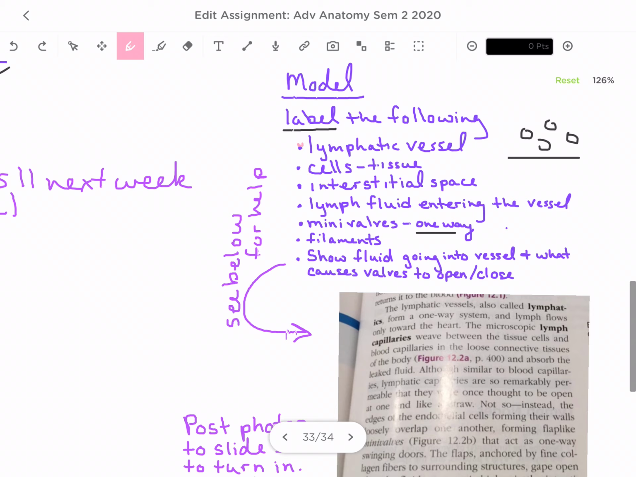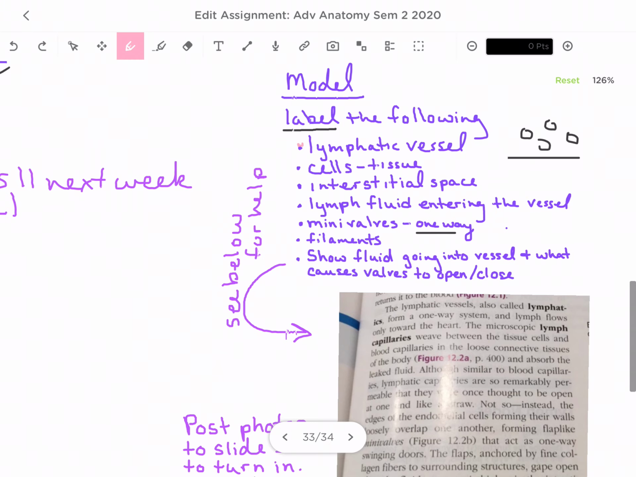Remember, fluid doesn't necessarily have to be a liquid. Please don't, well, I guess you could do it in the sink. I don't know, I'm just saying. Whatever you want, but I need you to show fluid entering the vessel. Something has to be your fluid. Your valves should be on your lymphatic vessel. Your filaments should be on your vessel as well.